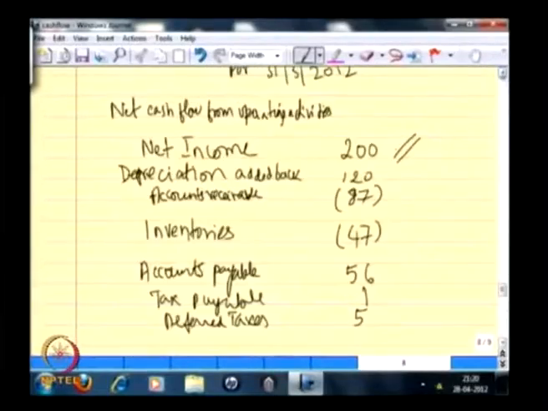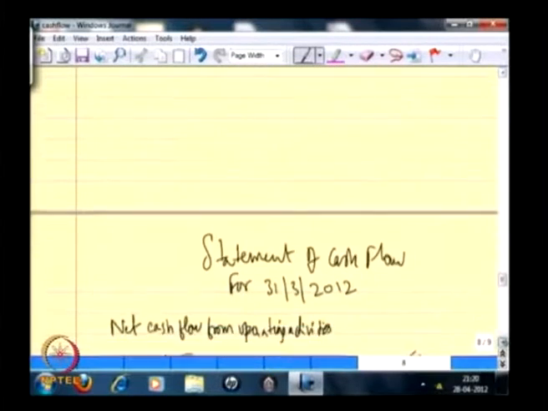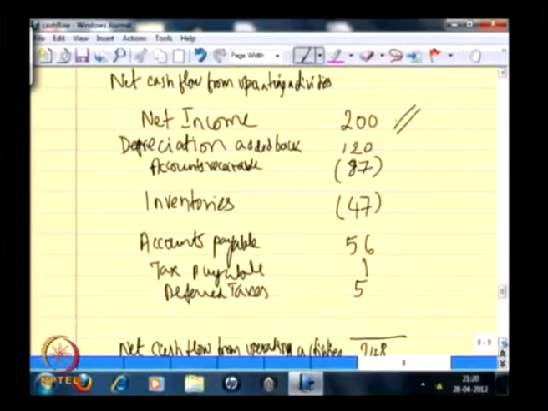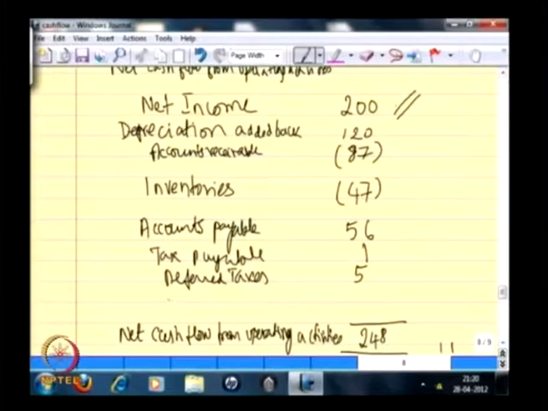Now, how do we do the adjusting entry so that the cash flow statement reflects this double counting? We have to, in the operating activities, remove the gains from asset disposal of 20.